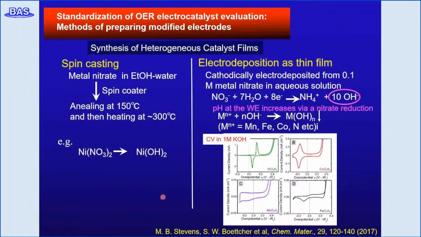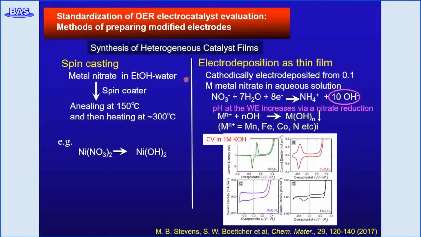Next, I will discuss how to fabricate OER catalyst on the electrode surface. There are two major methods. The first one is the spin casting method. In this case, metal nitrates are dissolved in water-ethanol mixtures.